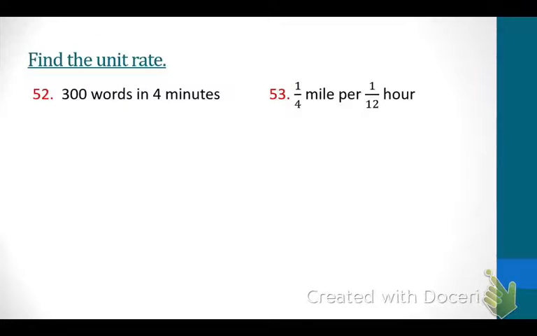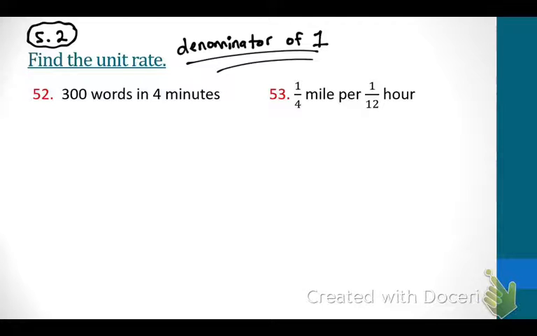It says to find the unit rate. Now, if you are looking to go and try to study this, you will find this in section 5.2. So if you guys would just write that off to the side. Unit rate has to have a denominator of what? Of 1. I want you guys to write this in your notes. Denominator of 1. So just be reminded, I need to turn this denominator into a 1.